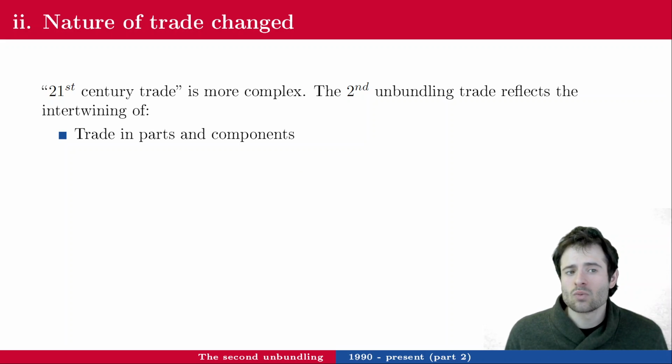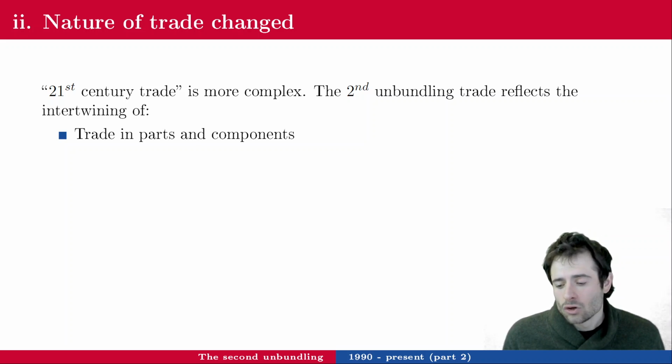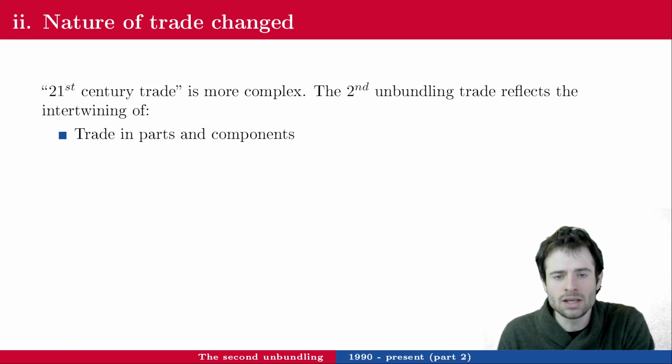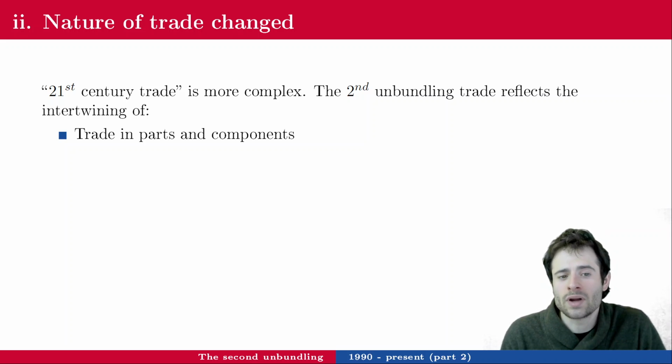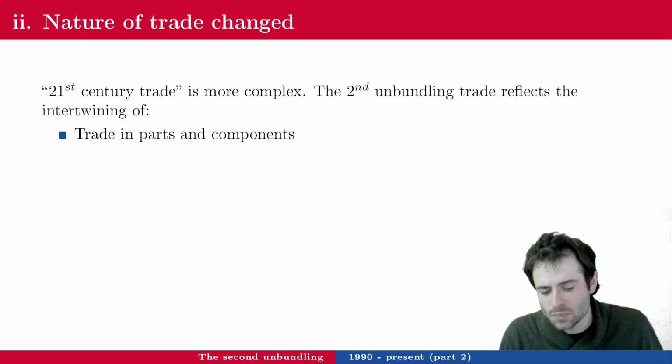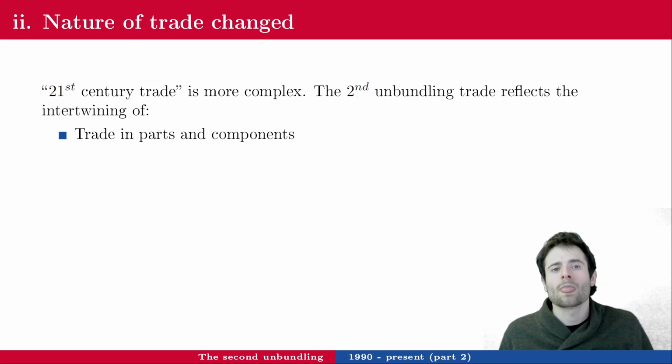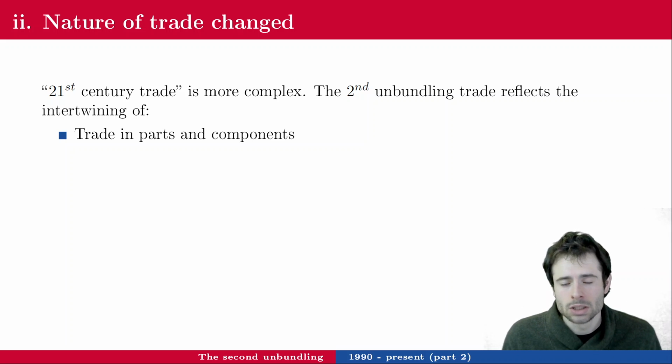The second implication was that the nature of trade changed. 21st century trade is more complex. It's not just about, oh, this is made in France, this goes to Italy. And oh, this is made in Italy, it goes to France. Now you have to look at parts. So you have to look at all the different parts that go into the production of a good, which are traded in the process.